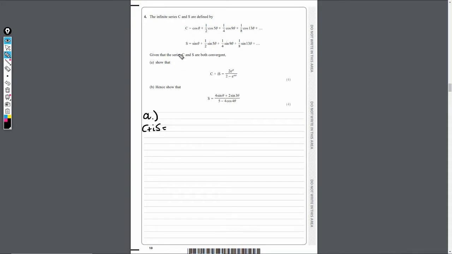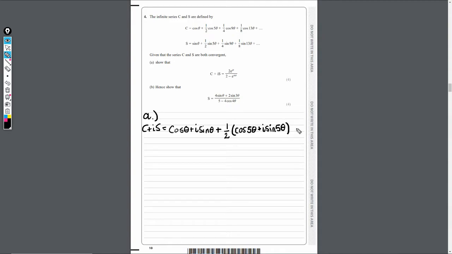Well, if we're adding these two series together, my first term would be cos theta plus i lots of S, so i sine theta. So let's write that down. It's going to be cos theta plus i sine theta. Okay, so that's my first term. Next term would be a half cos 5 theta plus a half of i sine 5 theta, but we can factor out the half, right? So what I'm going to have here is plus a half, and then I'll have cos 5 theta plus i sine 5 theta.